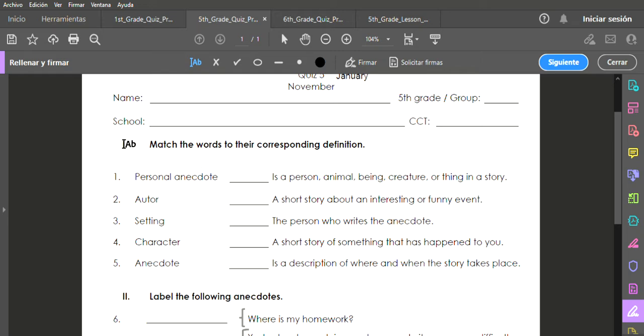Number 1, directions. Match the words to their corresponding definition.